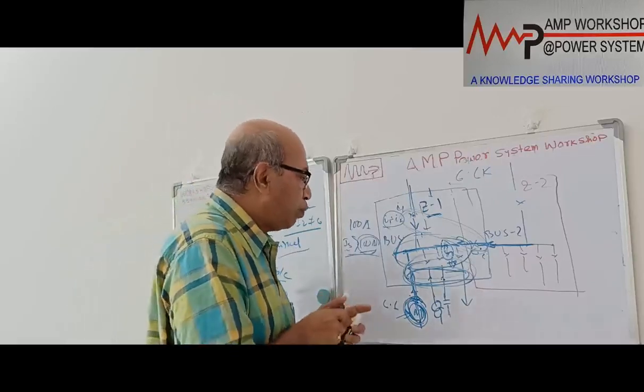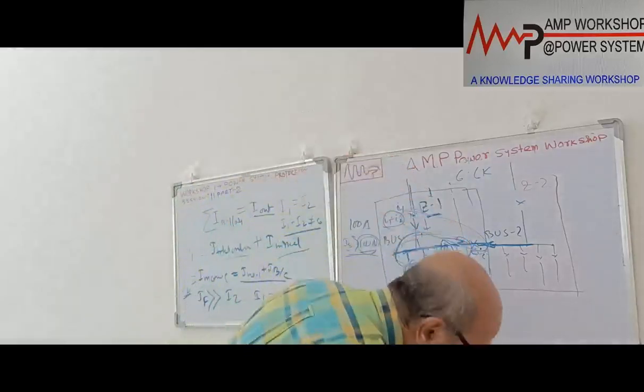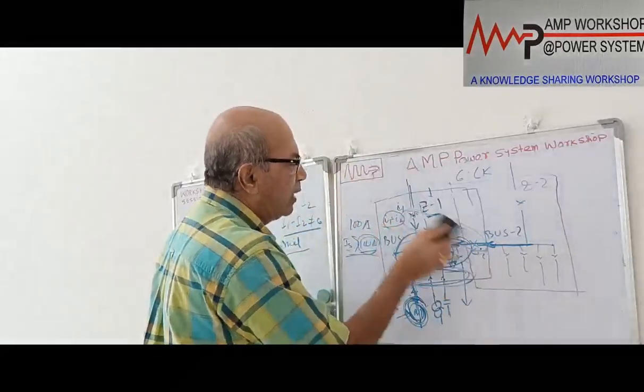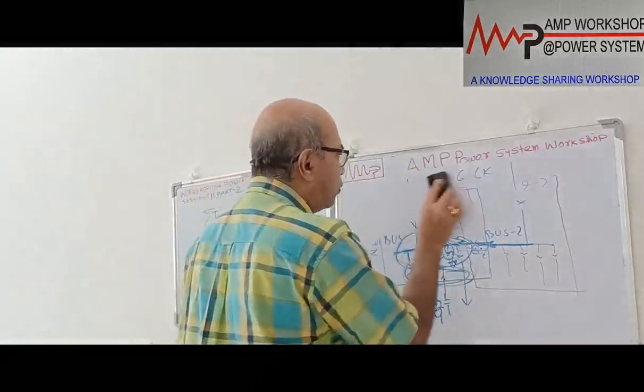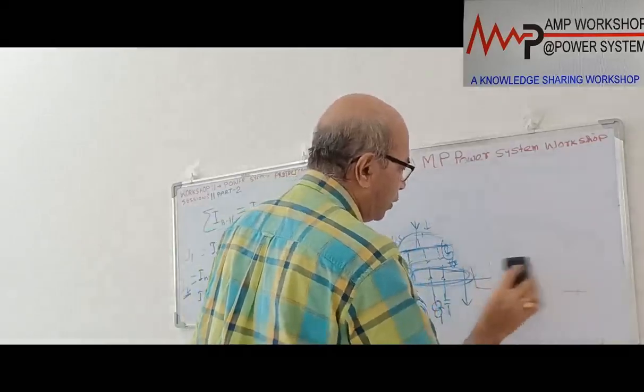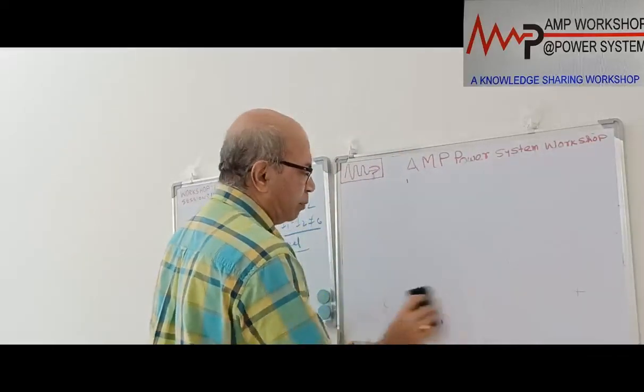So to protect the partial differential scheme, what do we need to do? We have to sense the incoming current. So how do we do that part? That is what we are now trying to explain.